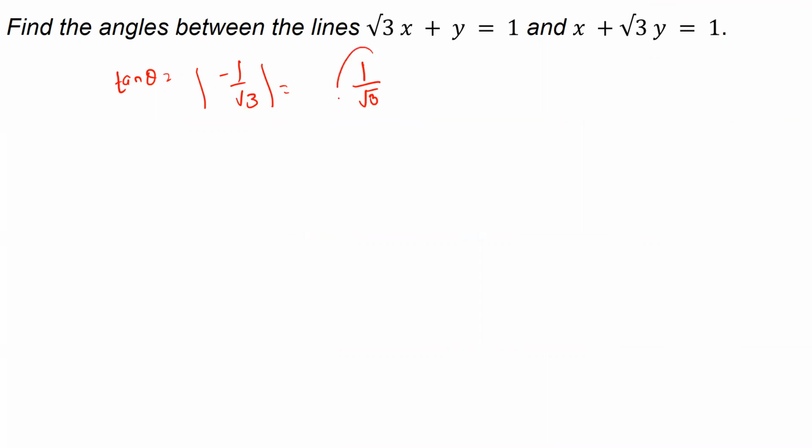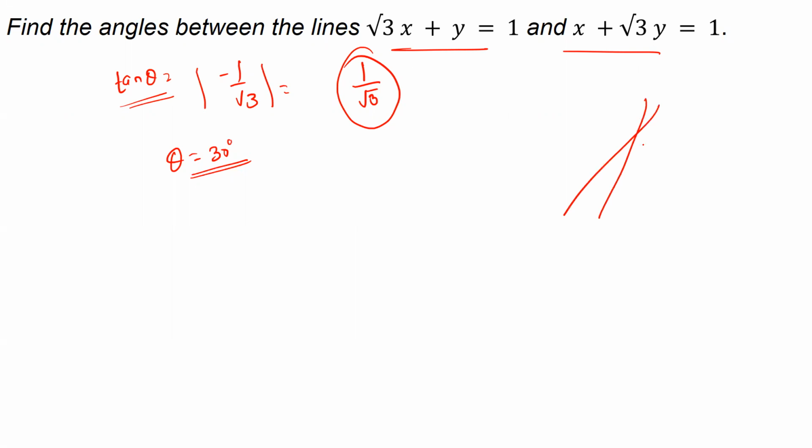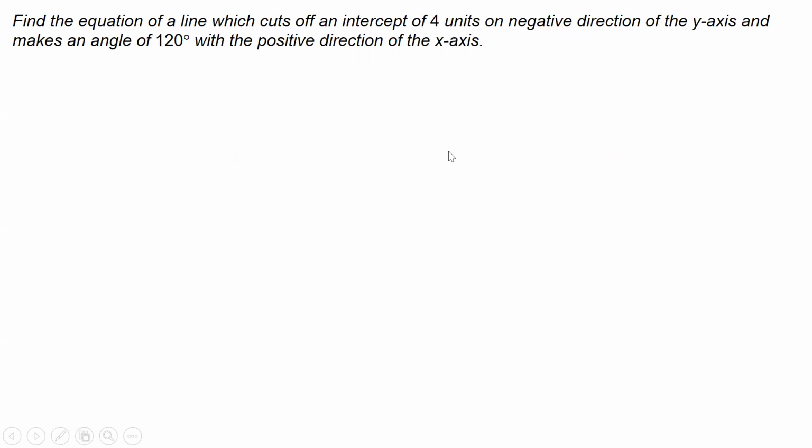So can you tell me what is the value of theta for which tan theta is 1 by root 3? So theta is equal to 30 degrees. So this is the angle between the required two lines. So the angle between these two lines, suppose these are the two lines, and the angle between them is 30 degrees. All right. Next question.